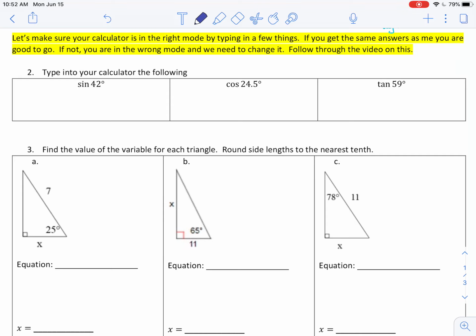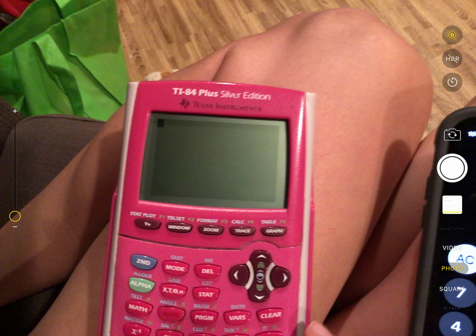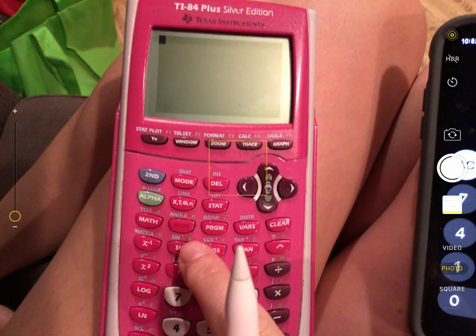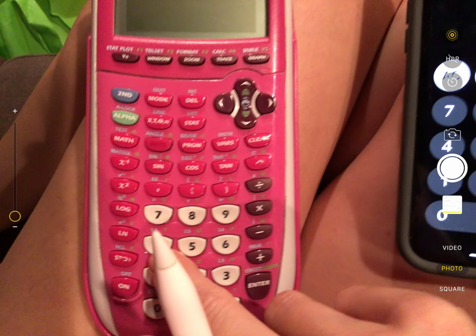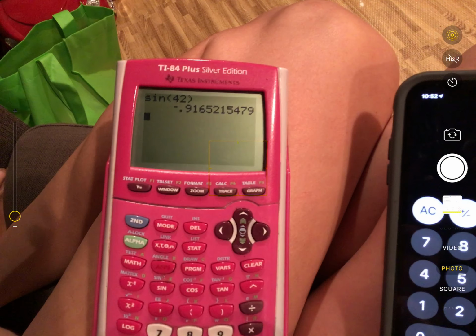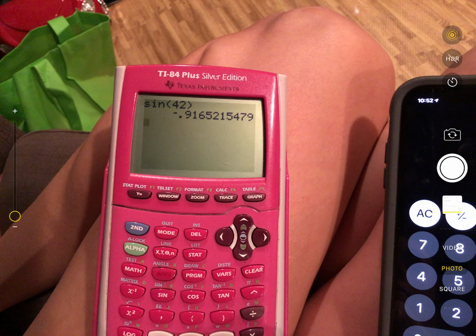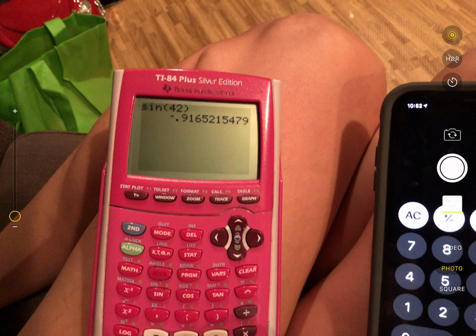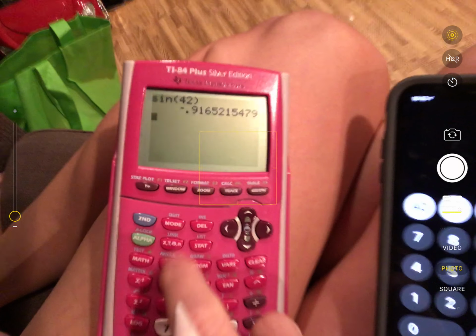So we should all get the same thing, and it depends on which type of calculator you're working with. So let me show you what I got. There we go. So I have a graphing calculator, and if I can make this visible, there we go. If I type in the button sine and then type in 42 and close my parentheses, I'm getting a negative number, which is an issue. If you ever get a negative number, your mode's wrong.